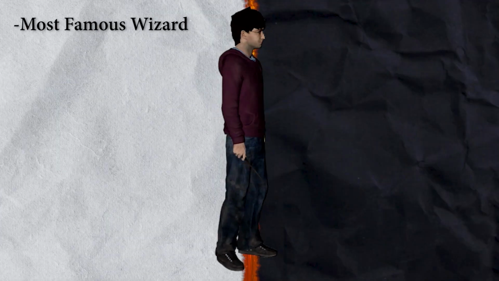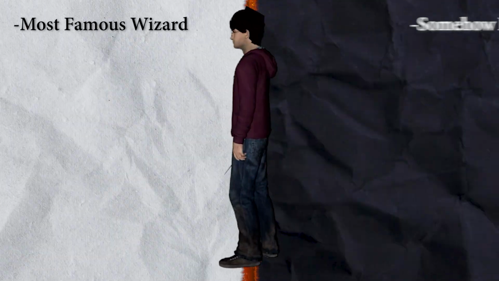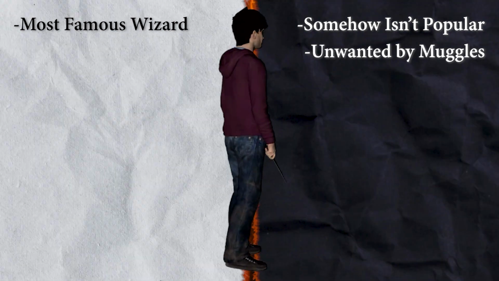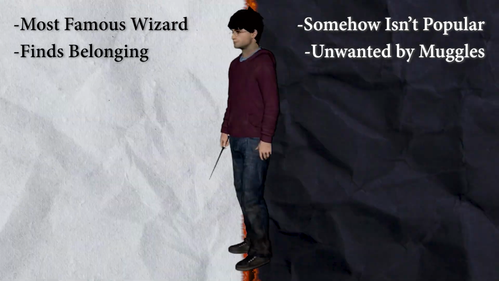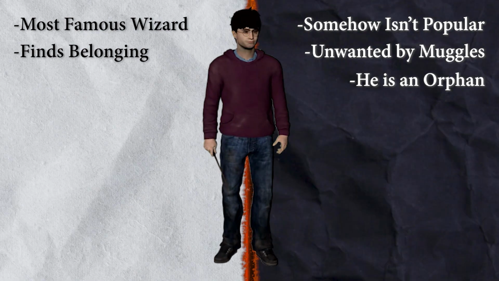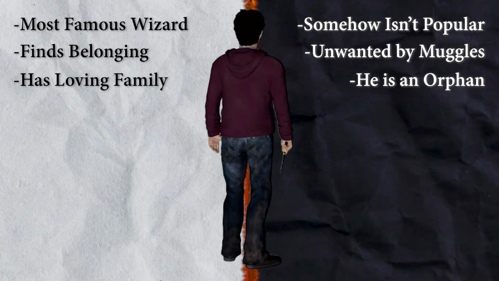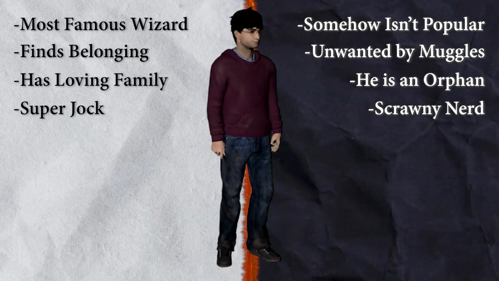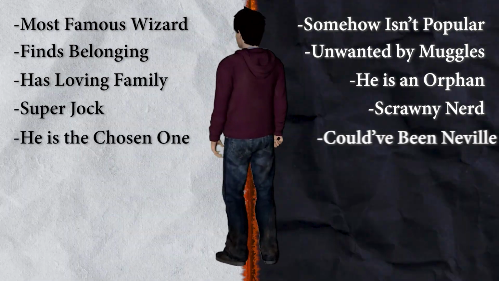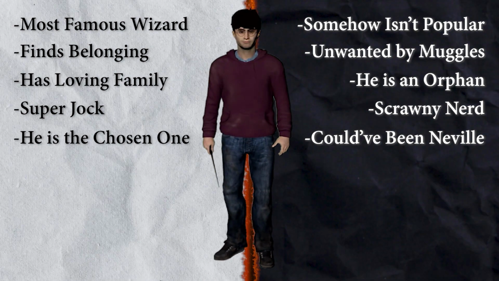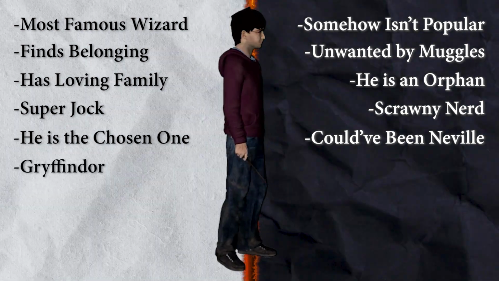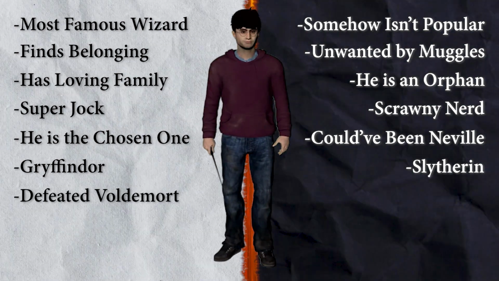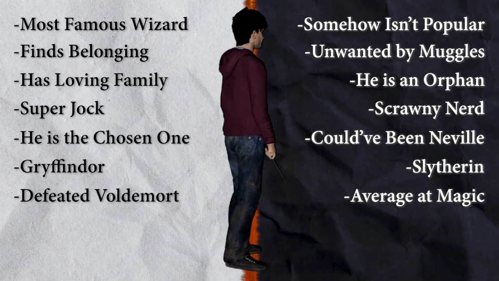Harry Potter is the most famous person in the wizarding world, yet somehow isn't a popular kid. He is completely unwanted by the Muggle world, yet finds belonging in the magical one. He is an orphan, yet he has a family that everyone would want to be a part of. He is a scrawny nerd, but is also a super jock. He is the chosen one, but it could have easily been Neville. He is a Gryffindor, but also has all the makings of a Slytherin. He defeated one of the most powerful wizards ever, yet is kind of just average at magic.